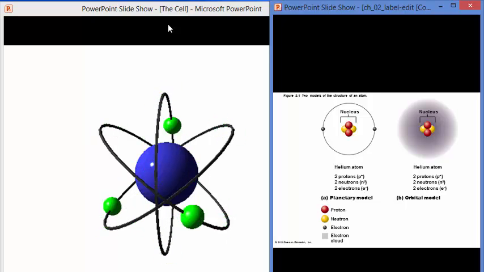Normally those atoms are neutral. They have the same amount of protons as electrons. So you see this helium atom that has two protons and two electrons to cancel them out to make them neutral.